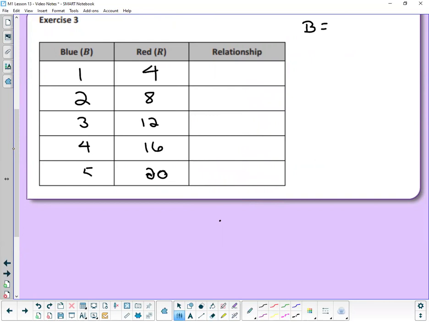All right. So what they're saying is, what if you know that you have 4 gallons of red paint and you need to figure out how many gallons of blue?